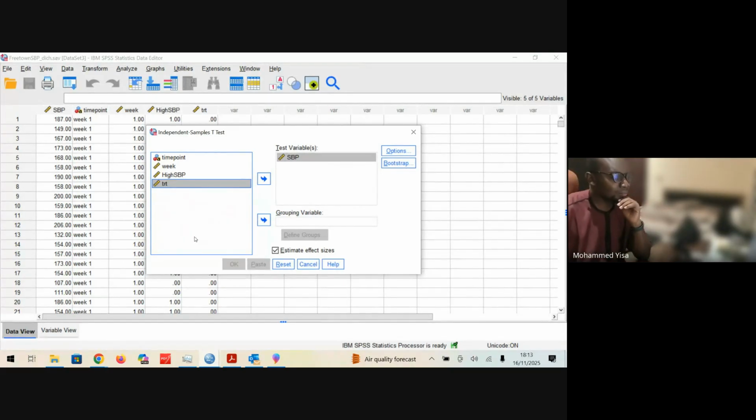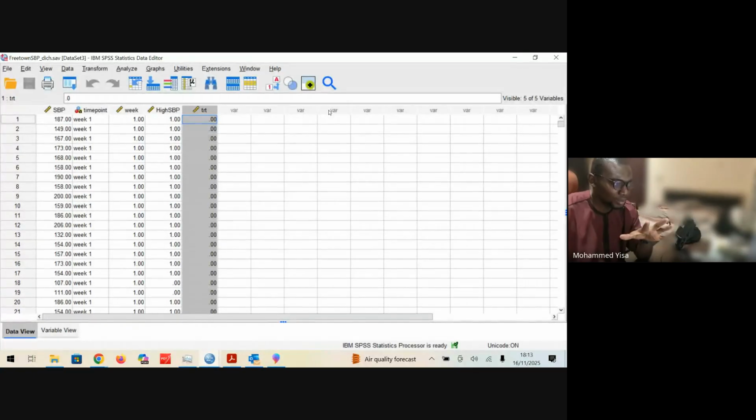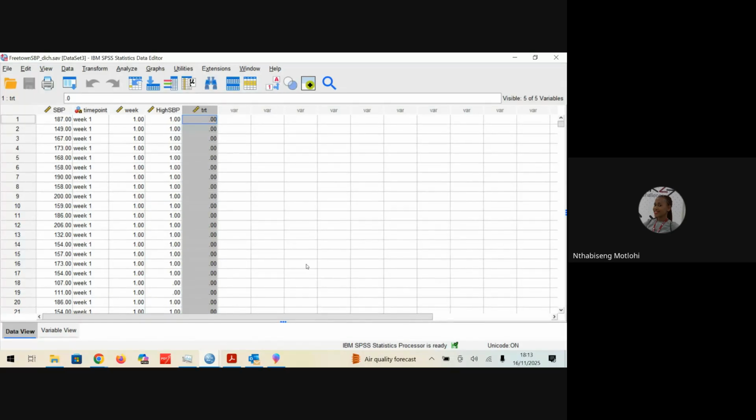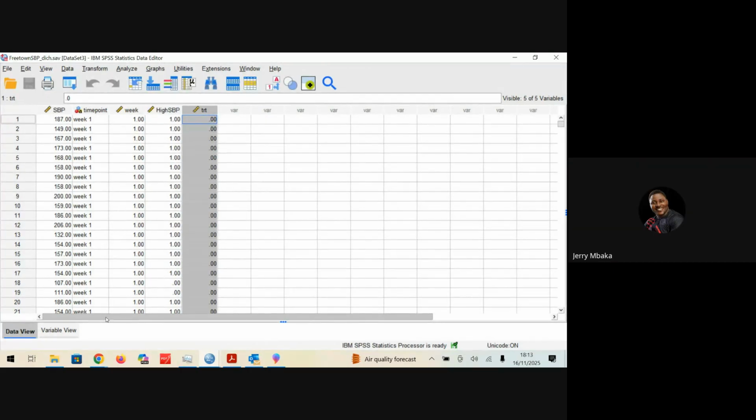Now, the grouping variable is supposed to be a categorical variable. If you look here, this is continuous. So we come to the, can everyone see what I'm doing? Yes, you can see. No, I can't see. Can you see my variable view? My data view rather? Yes, we are seeing your data view.